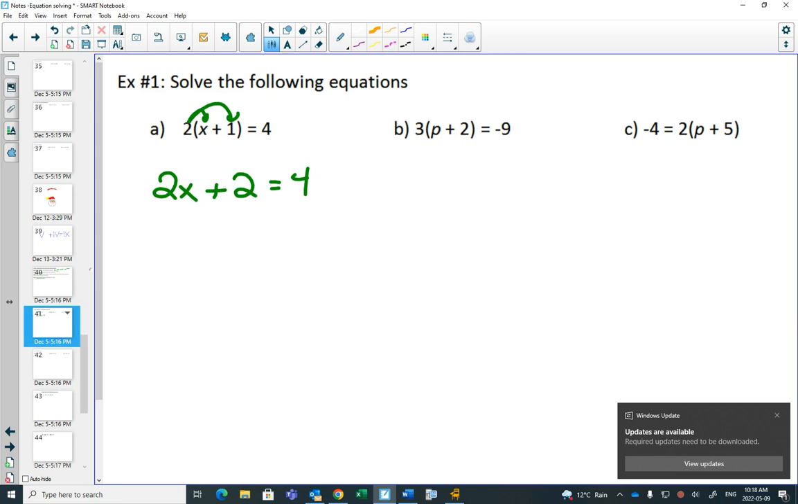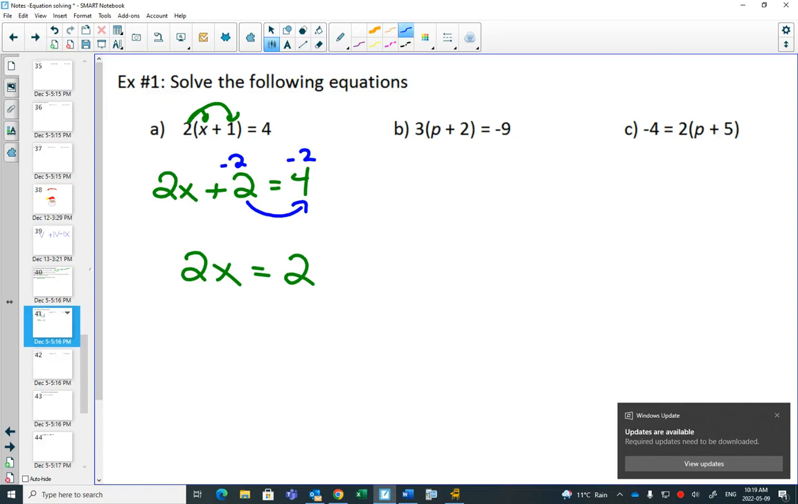Now, do we have any like terms? Yes. The 2 and the 4 are like terms. We need to have them on the same side. I'm going to subtract 2 because I would like to move this 2 to that side, so I have my x's on one side, my numbers on the other side. What will that give me? Well, now, on the left-hand side, I just have 2x left because 2 minus 2 is 0, and 4 minus 2 is 2.